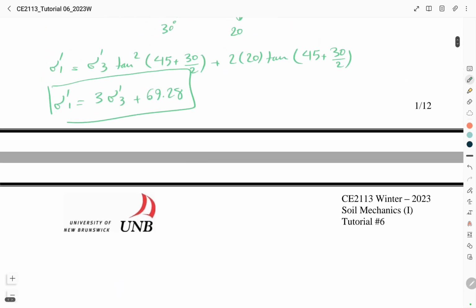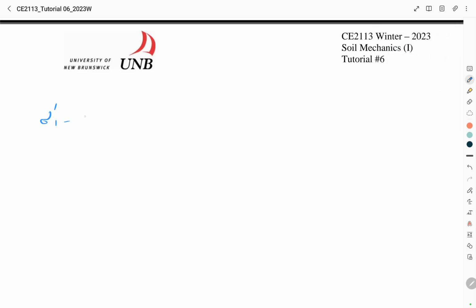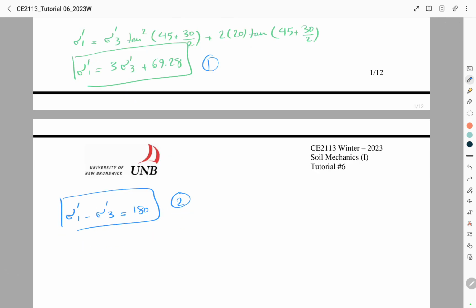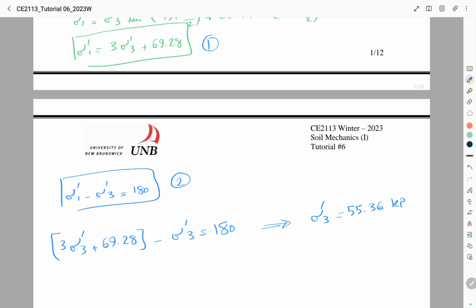So this is one equation, and we already know from the question that sigma prime 1 minus sigma prime 3 is equal to 180. So this was the first one, this is the second. Using these two equations, we can determine the value of sigma prime 3. If we put equation 1 in the second one, we can write 3 sigma prime 3 plus 69.28 minus sigma prime 3 is equal to 180, and that gives us sigma prime 3 is equal to 55.36 kilopascal.